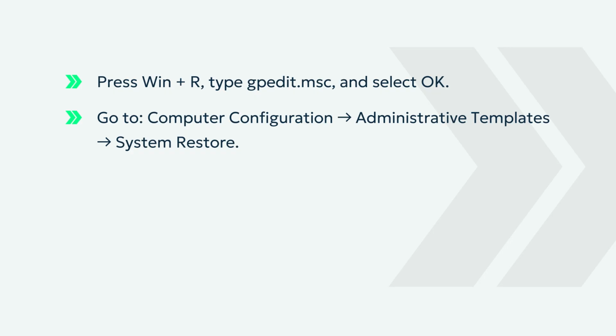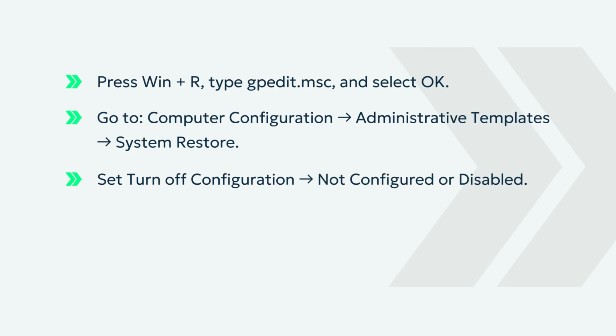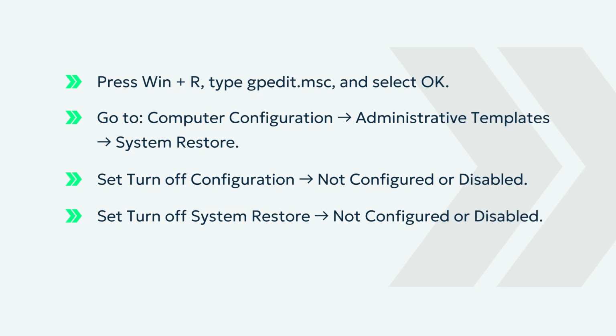Under the System Restore, make sure to do the following. Set Turn Off Configuration to either Not Configured or Disabled. This keeps System Restore settings visible and manageable. Set Turn Off System Restore to either Not Configured or Disabled. This ensures the System Restore feature remains active on the system. Again, reboot your computer to apply these changes.